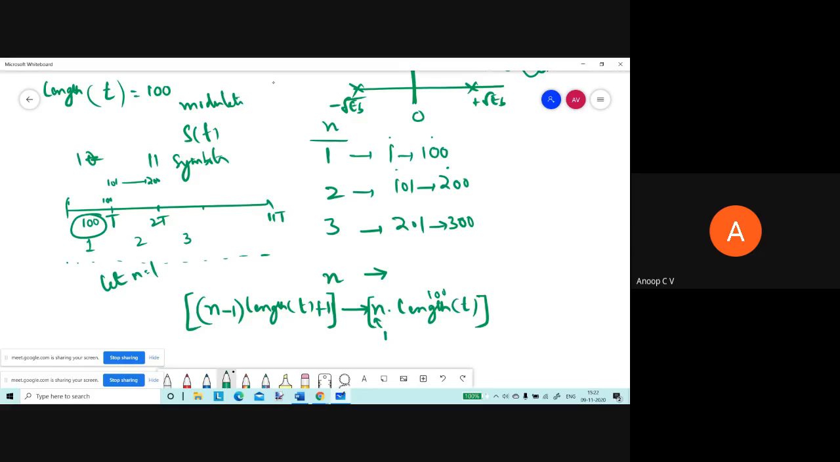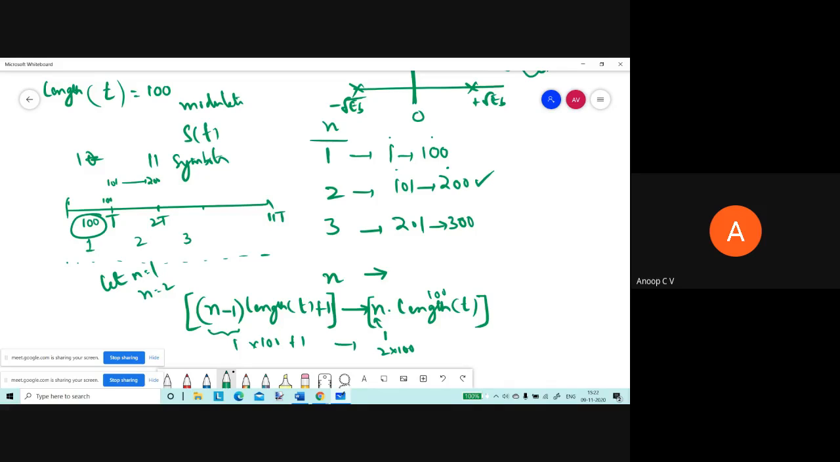For n is equal to 2, you try. N is equal to 2. It is actually what? 2 minus 1 is 1. Length of t is 100 plus 1 to 2 into 100. So it is 101 to 200. So it is correct, right?